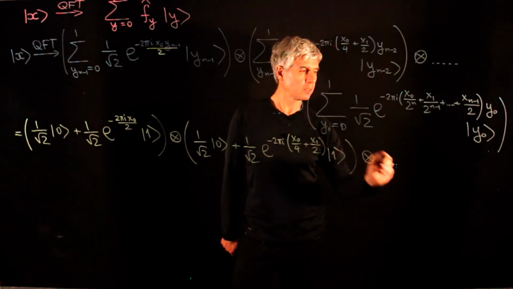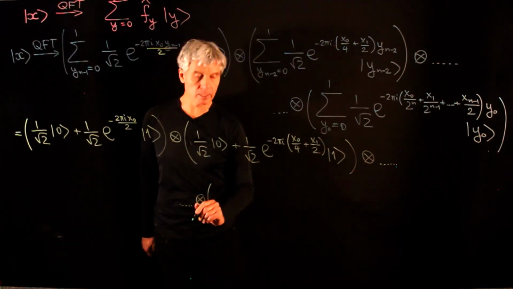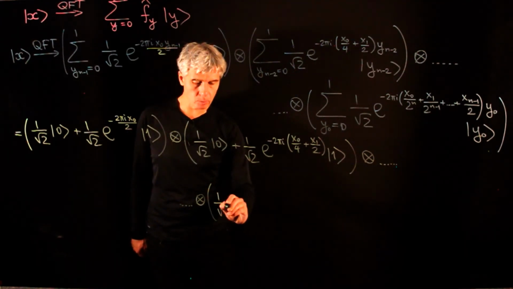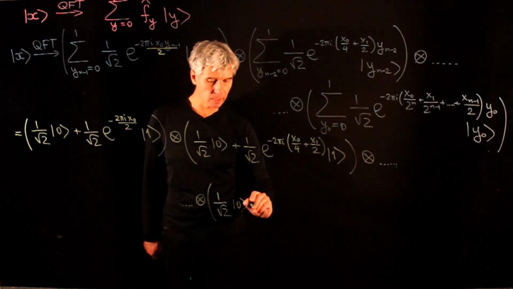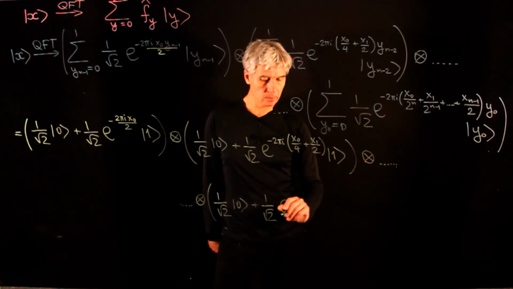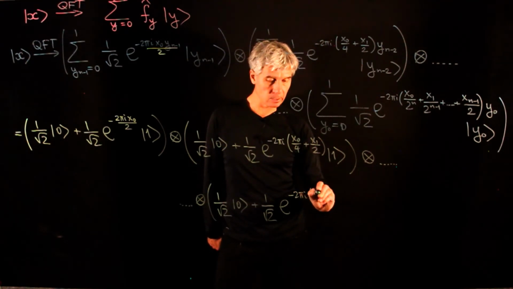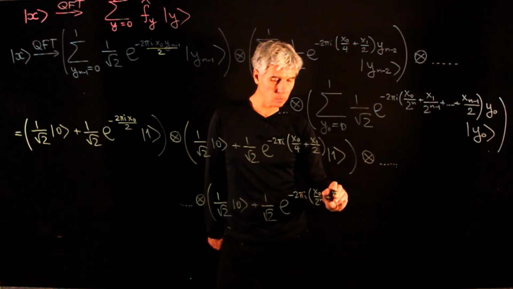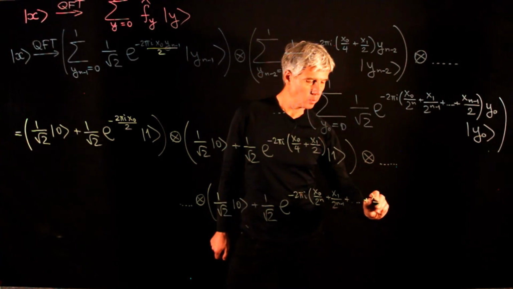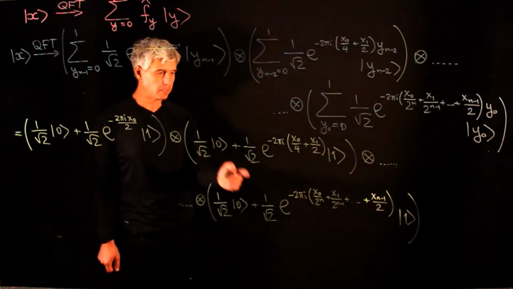And tensor product. So we take all these tensor product factors. And the last tensor product factor will be 1 over square root of 2 times |0> plus 1 over square root of 2 times e to the minus 2 pi i (x0 over 2^n plus x1 over 2^(n-1) plus ... xn-1 over 2 times 1). So we have this tensor product.